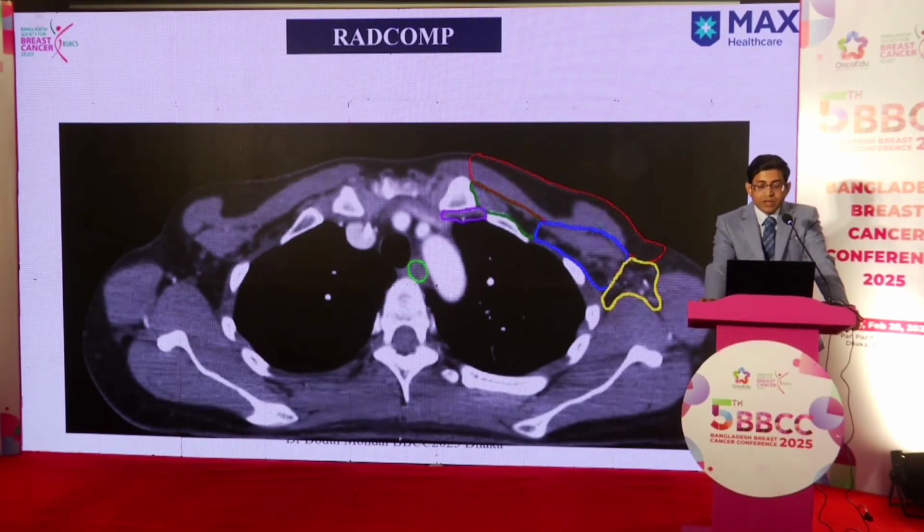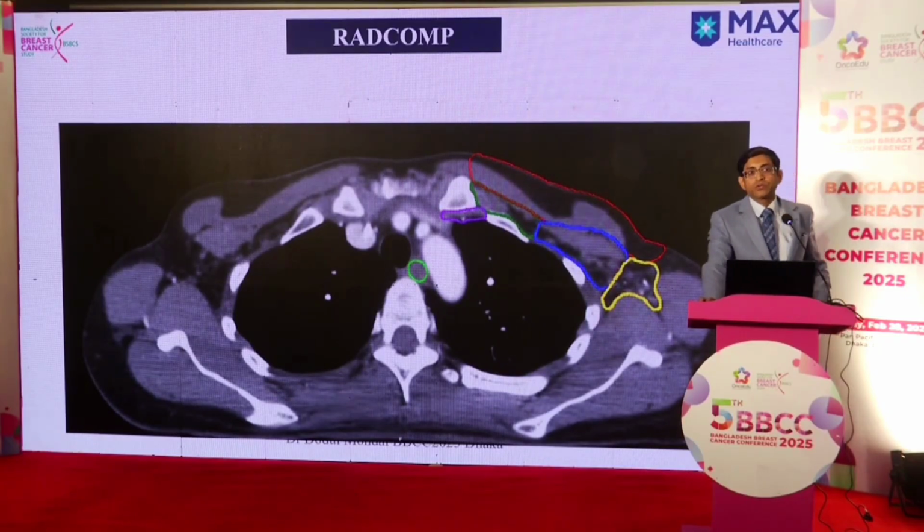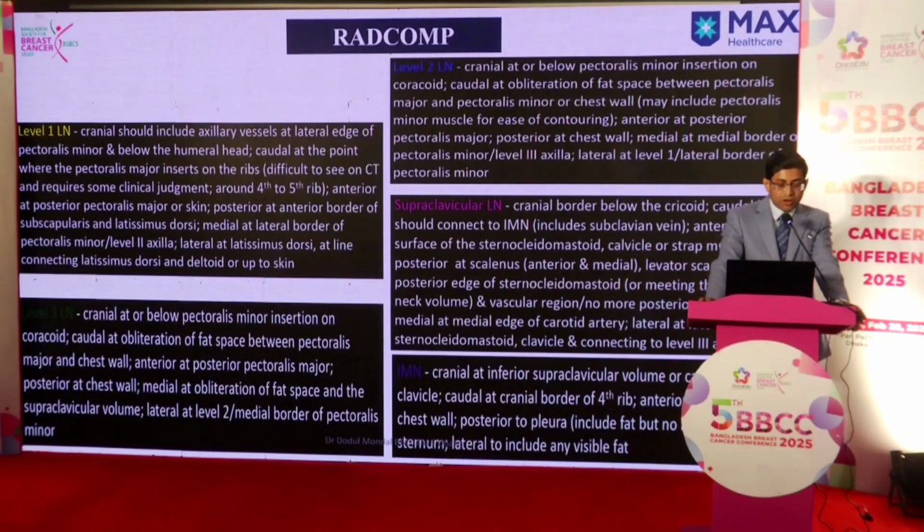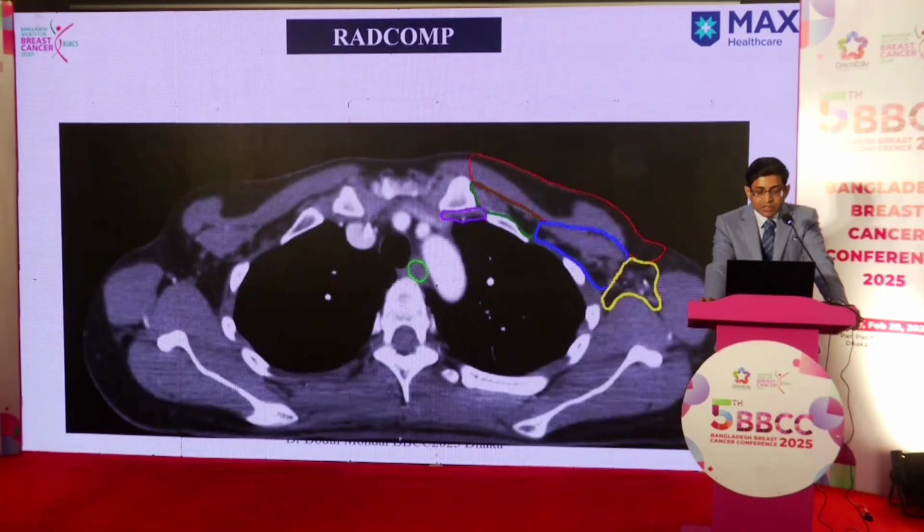And so why I start from the level 1 caudal edge is that, gradually, as I move up, it gives me an easy understanding about where to start level 2 and 3, because level 2 and 3 start at the same level and end almost at the same level. So if we see the guideline, the caudal edge of level 1 starts at a point where the pectoralis major inserts on the rib, and the cranial edge is at the level where the axillary vessels are at the lateral edge of the pectoralis muscle.